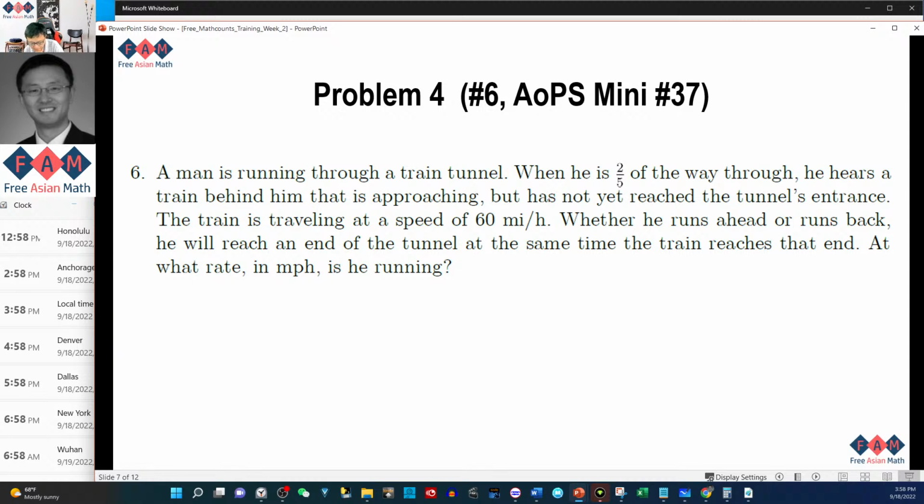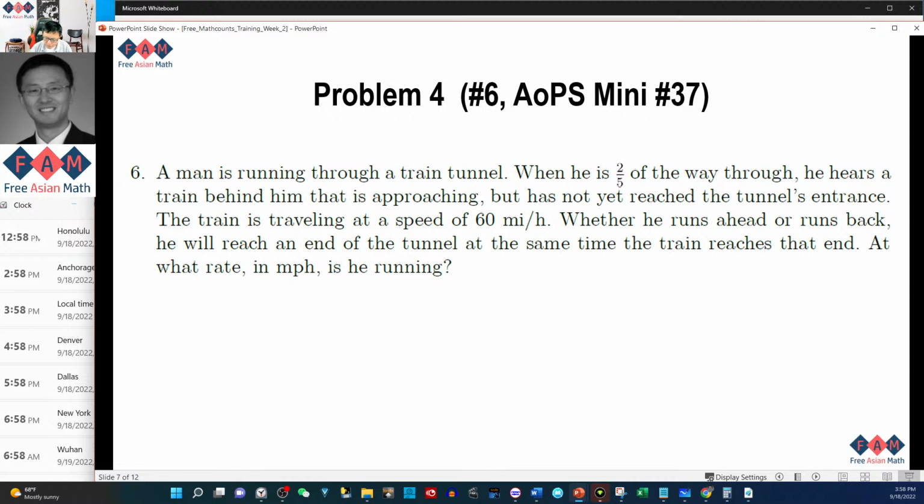But he's in the middle of the tunnel, so the train has not yet reached the entrance of the tunnel. The train speed is 60 miles per hour. So the man could run back or run ahead. But it says that no matter what he chooses, either running ahead or running back, he will reach the end of the tunnel either way at exactly the same time when the train reaches that end. Now we want to know the speed of the man. What rate in miles per hour is he running?